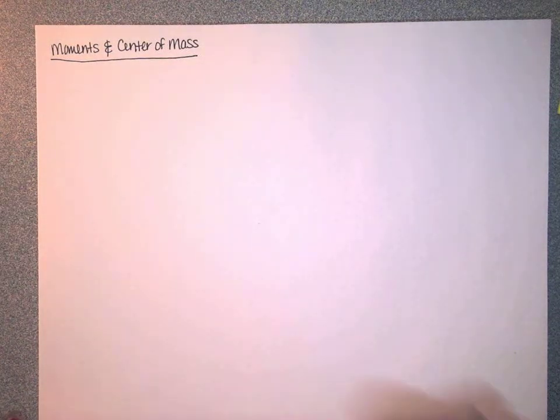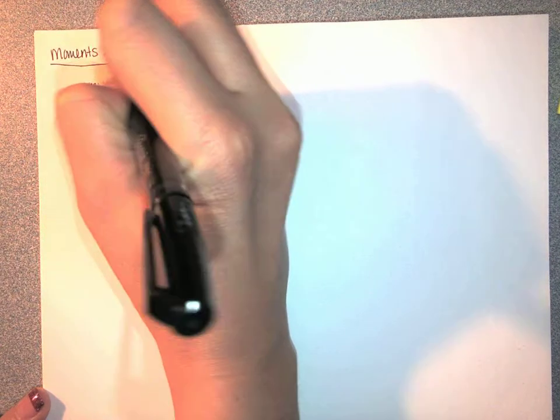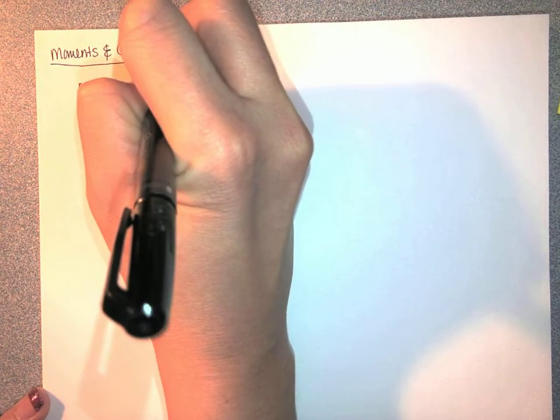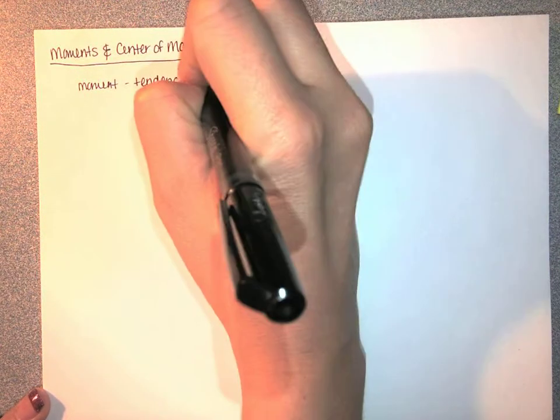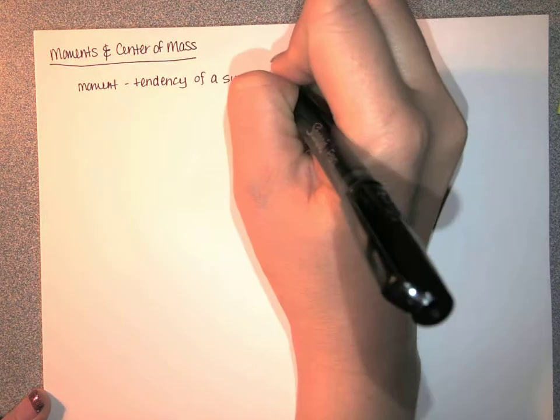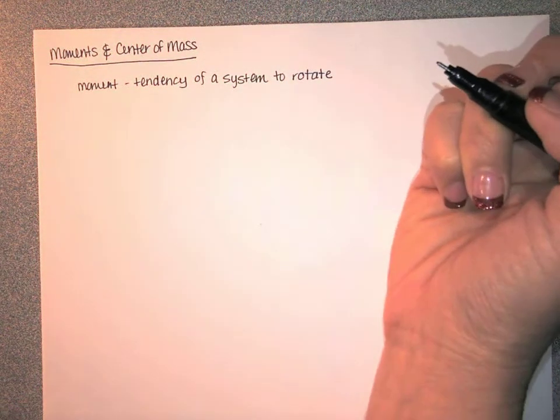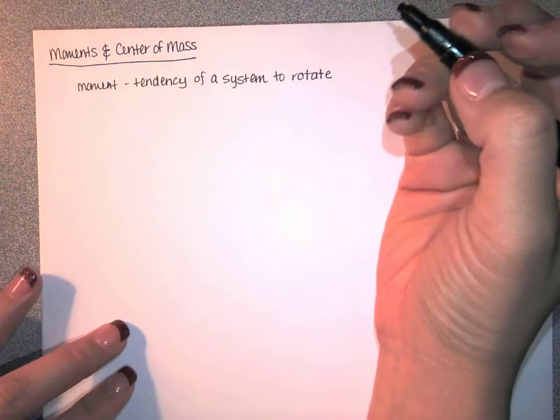In this video, we're going to discuss moments and center of mass. So moment is just the tendency of a system to rotate, and it's usually about an axis or a point.